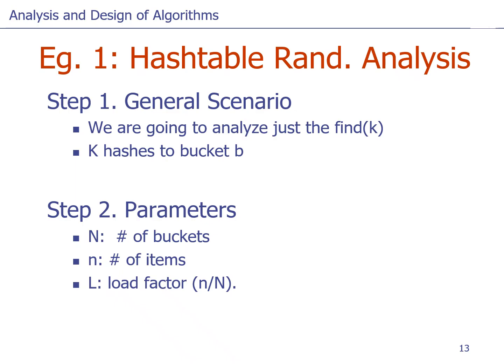Now, my general scenario is the key hashes to bucket B. I got a key, I'm going to hash it to some bucket B. Now, what are my parameters? I'm going to use the same parameters we discussed before. I have big N, which is the number of buckets, small n, which is the number of items, and L, which is the load factor, small n by big N. That's pretty much everything I can work with in a hash table.